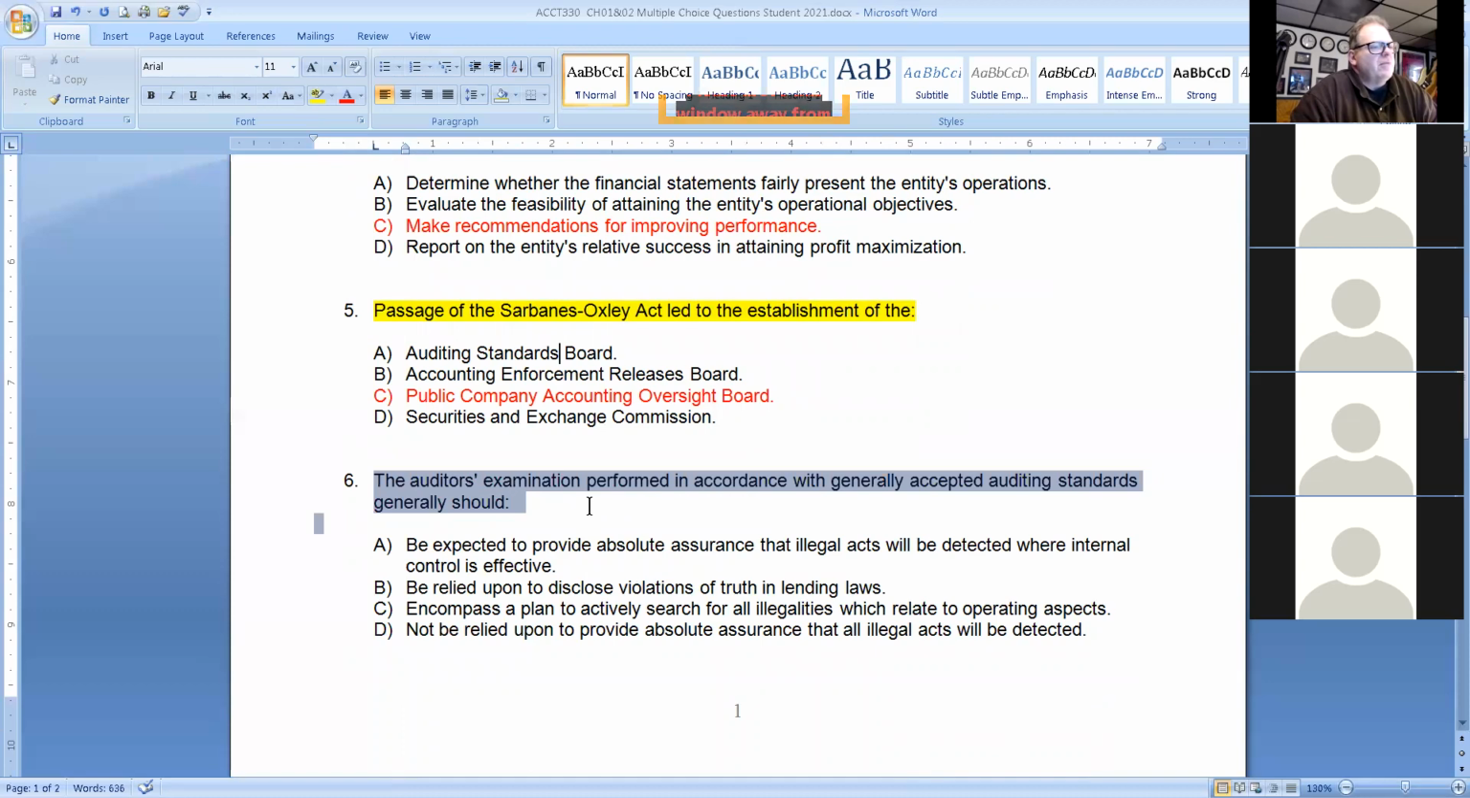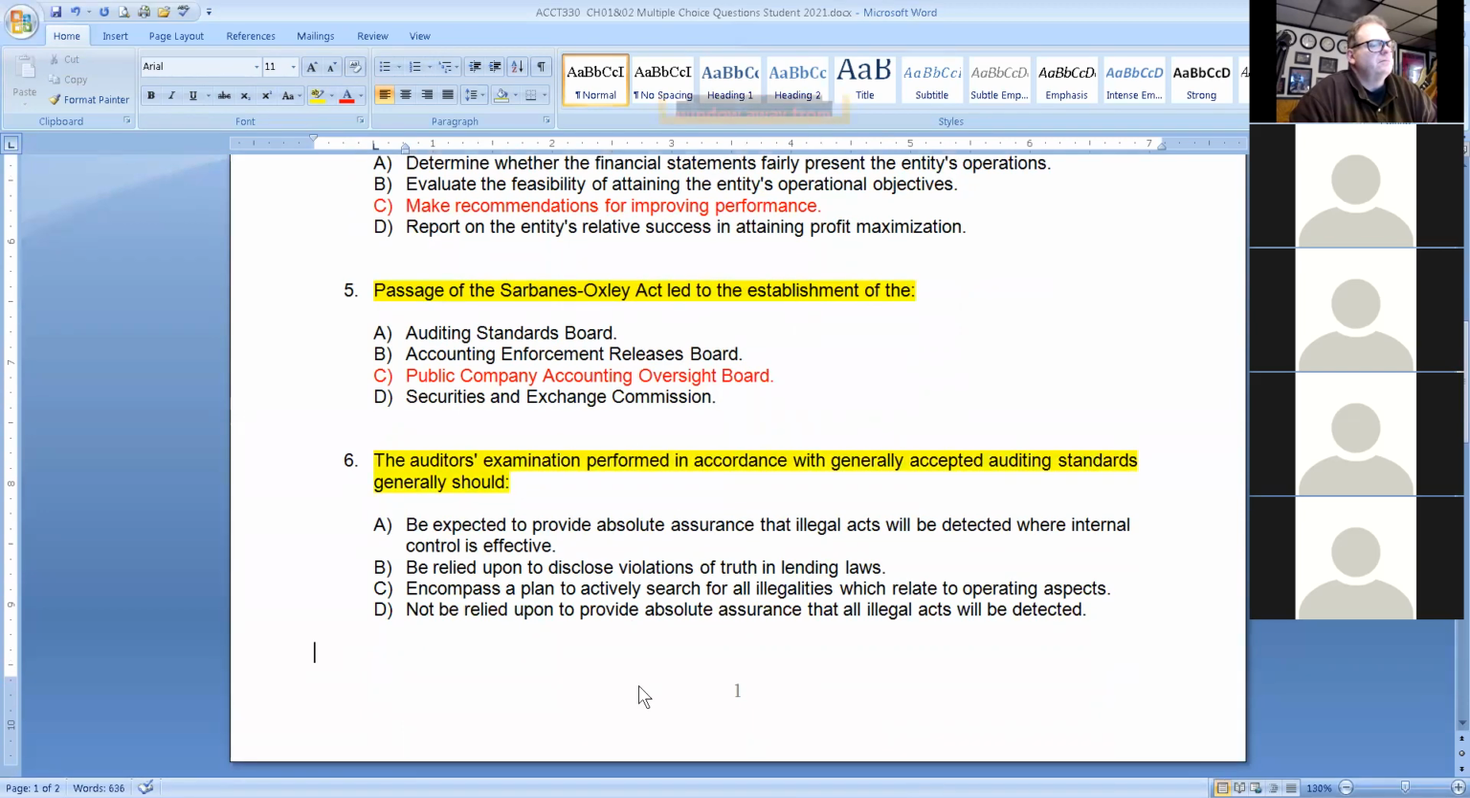The auditor's examination performed in the course of generally accepted auditing standards generally should... And by the way, if you want to send the answer in private chat, you can. Is it D? Yes.